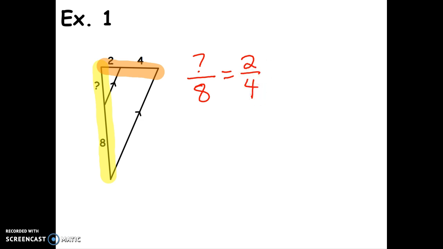So let's cross multiply. 4 times question mark equals 4 question mark. 8 times 2 equals 16. Divide 4 on both sides. And the question mark equals 4.